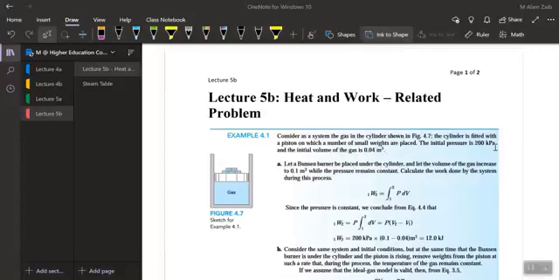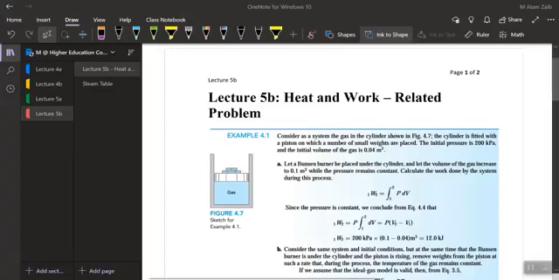Lecture 5B, heat and work, and we will be doing some related problems. Example 4.1 might be a different number in your book. Consider as a system the gas in a cylinder as shown in figure 4.7 over here. The cylinder is fitted with a piston on which a number of small weights are placed. The initial pressure is 200 kPa and the initial volume of the gas is 0.4 cubic meter.